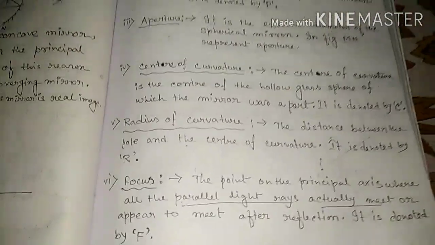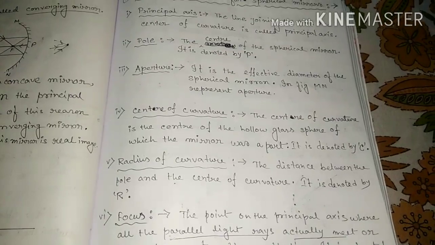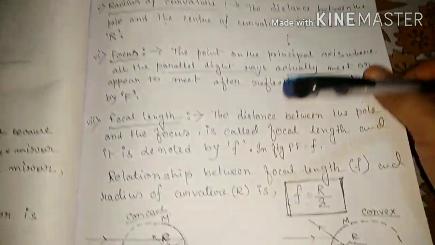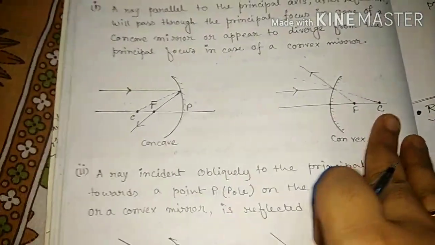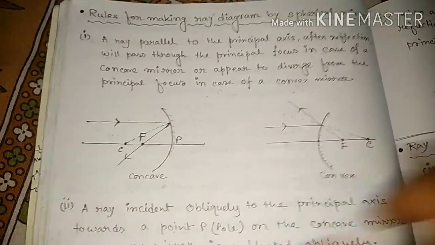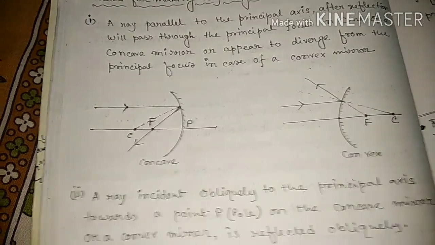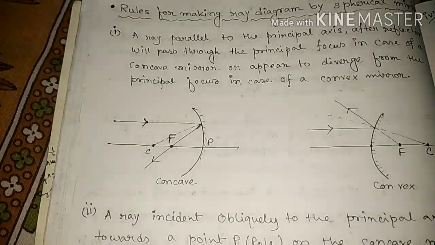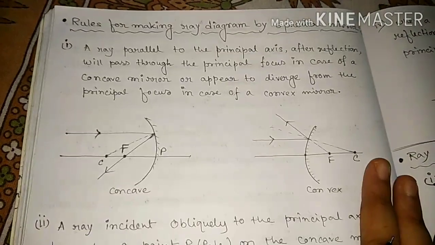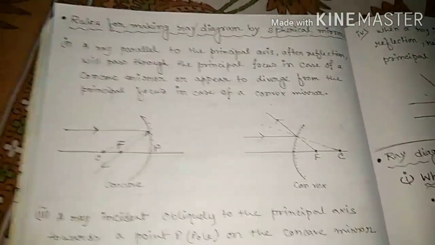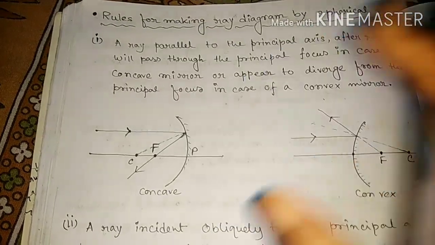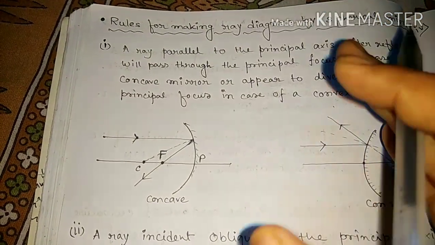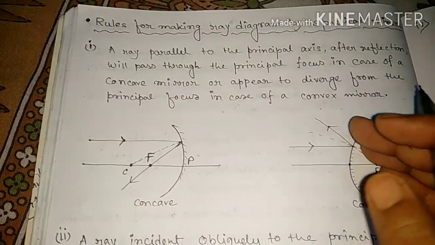So are these definitions clear? Okay. You do one thing, pause this video and write down every definition in your copy, then you understand it. After that, watch this video again with your copy. From that copy you can tally these terms, then you can understand easily.